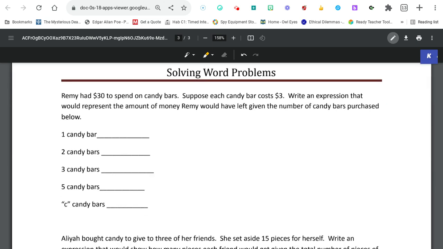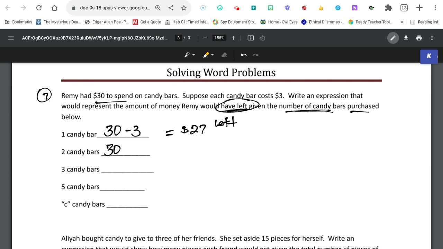All right, let's take a look at 7. It says Remy has $30 to spend on candy bars. Suppose each candy bar costs $3, but she only has $30 to spend. Write an expression to represent the amount of money Remy would have left given the candy bars purchased, okay? So how much does she have left? Well, if she buys 1 candy bar, you're going to have to take $3 from her money, so she'll have $27 left.